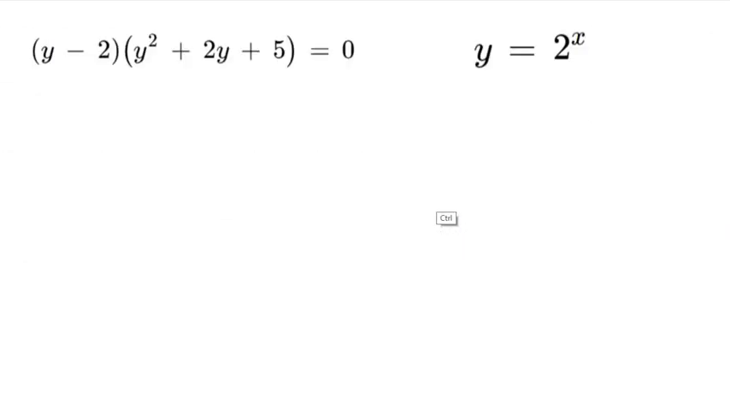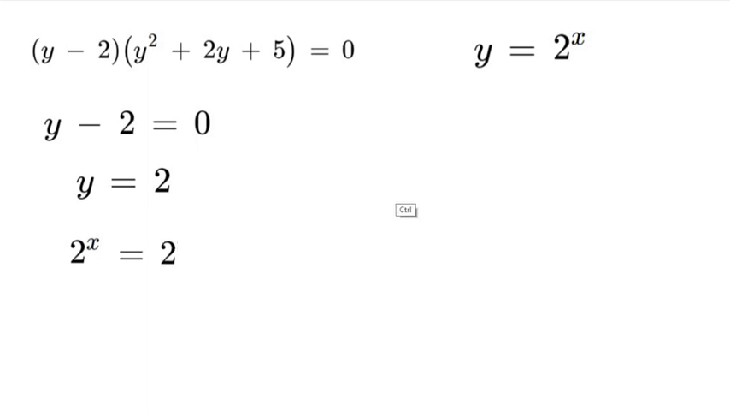So as a reminder, we know that y is equal to 2 to the power of x. So let's first start with setting y minus 2 equal to 0. So if we add 2, it means y is equal to 2. And since y is equal to 2 to the power of x, 2 to the power of x is equal to 2, which means that x is equal to 1. So now let's go ahead and work with the other side.